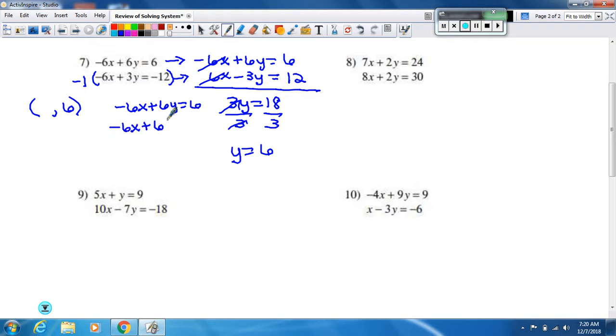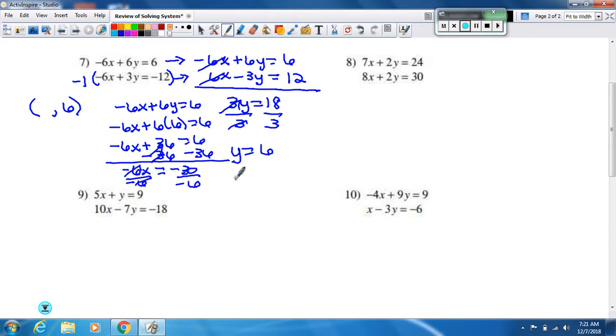So we've got negative 6x plus 6 times 6, which is 36, equals 6. I'm going to subtract 36 from both sides. So I've got negative 6x, opposites cancel, equals negative 30. Divide both sides by negative 6. Top cancels with bottom. X equals negative 30 divided by negative 6, which is a positive 5. So x equals 5, and 5, 6 is my answer for that one.